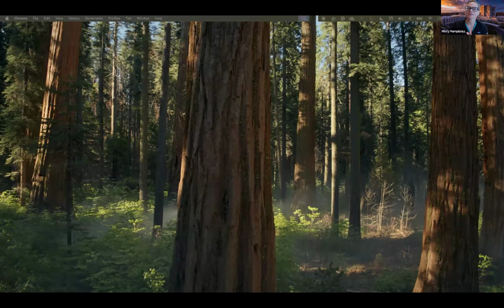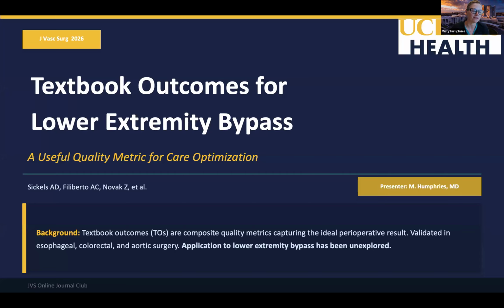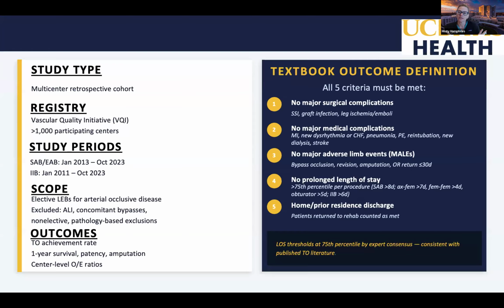There we go. Textbook outcomes for lower extremity bypass. And as I mentioned, just in terms of the background, we're really seeing a lot of these composite quality metrics capturing what perhaps the ideal perioperative result looks like. And it's been validated in a few other areas. The authors have published on this before too, but it hasn't really been explored in this lower extremity cohort.